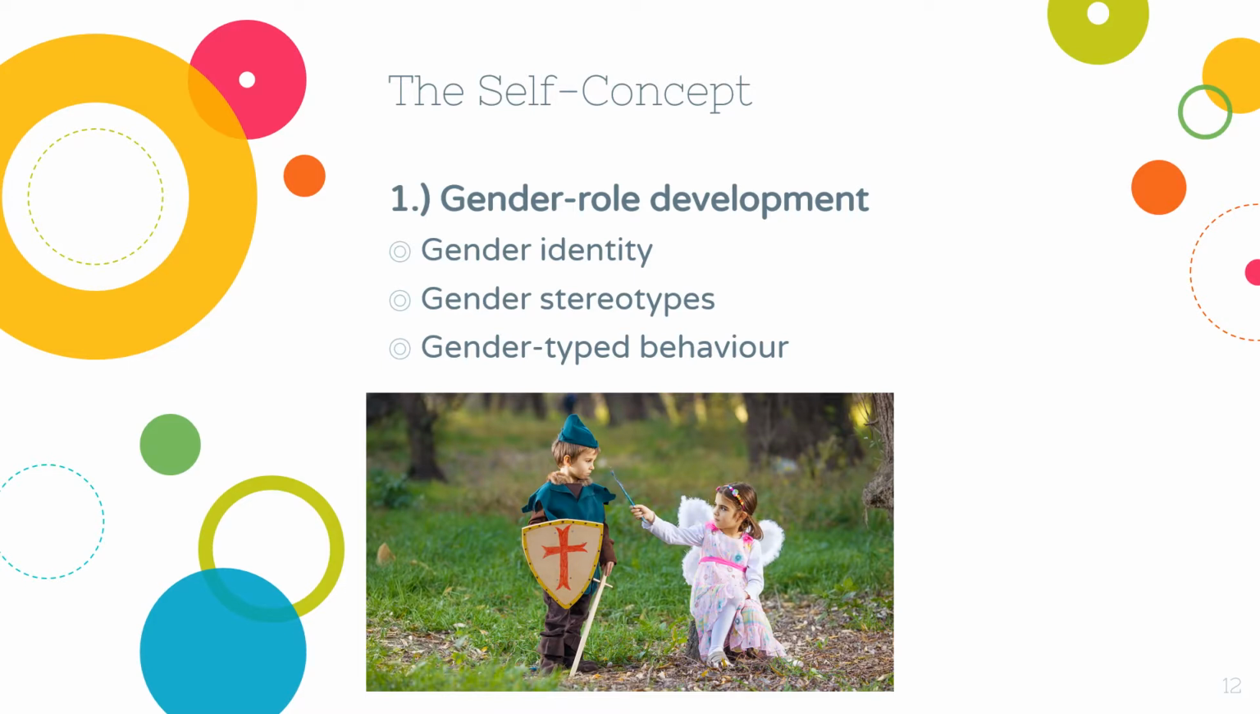Gender role development. The term gender role refers to the behavior patterns and attitudes that are viewed as appropriate or typical for male or female of a specific society. Gender role development therefore implies the development of these behavior patterns and attitudes. Gender role development includes three processes: the acquisition of a gender identity, the development of gender stereotypes, and the development of gender-typed behavior patterns. So, let's start off with gender identity.